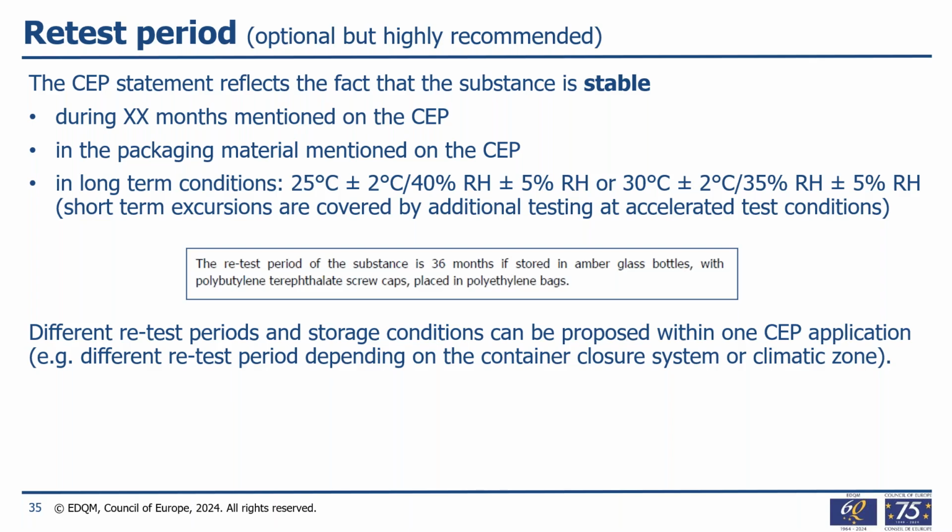For example, you see here an example. The retest period of the substance is 36 months if stored in amber glass bottles with polybutylene screw caps placed in polyethylene bags. So different retest periods and storage conditions can be proposed within one CEP application. For example, different container closure systems, as I previously told, or different climatic zones.